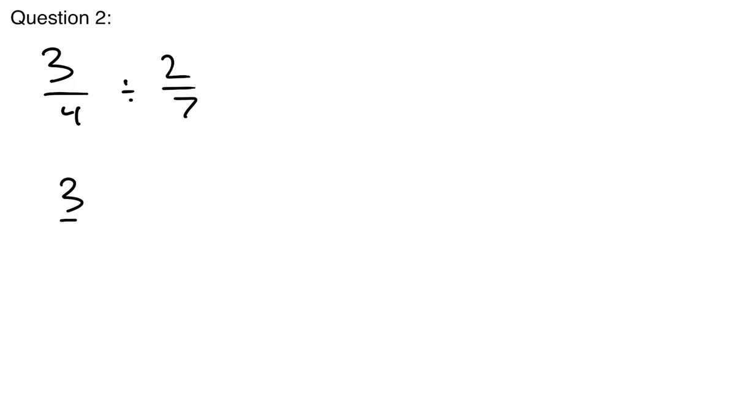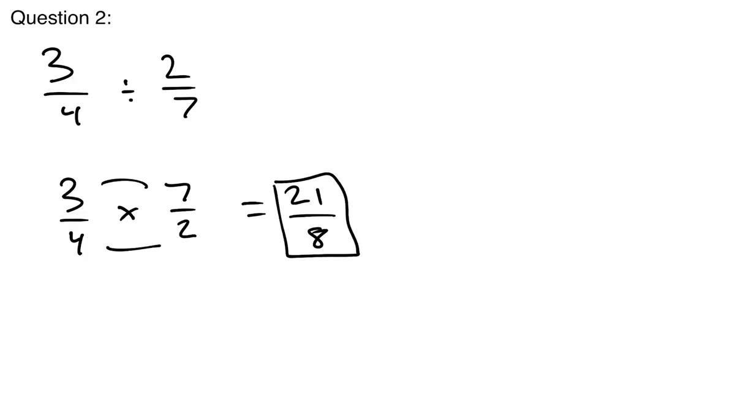We're going to keep 3 over 4 the same. We're going to change the sign from division to multiplication. And then we're going to flip the second fraction from 2 over 7 to 7 over 2. And then now we simply multiply the numerators and the denominators together. So 3 times 7 is equal to 21. And then 4 times 2 is equal to 8. And we get an improper fraction of 21 over 8. So 3 over 4 divided by 2 over 7 is equal to 21 over 8.